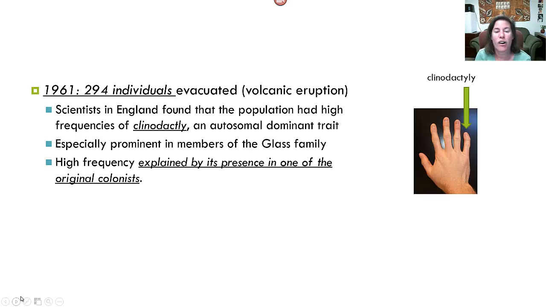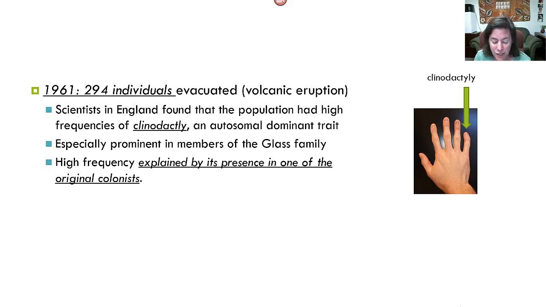While in England, all these individuals were tested for a lot of genetic traits because they were all so closely related. The scientists in England found that the population from Tristan da Cunha had very high frequencies of a medical condition called clinodactyly, which is an autosomal dominant trait. You can see an example right here. It's a real shortening of the fifth finger, and it's especially prominent in members of the Glass family.